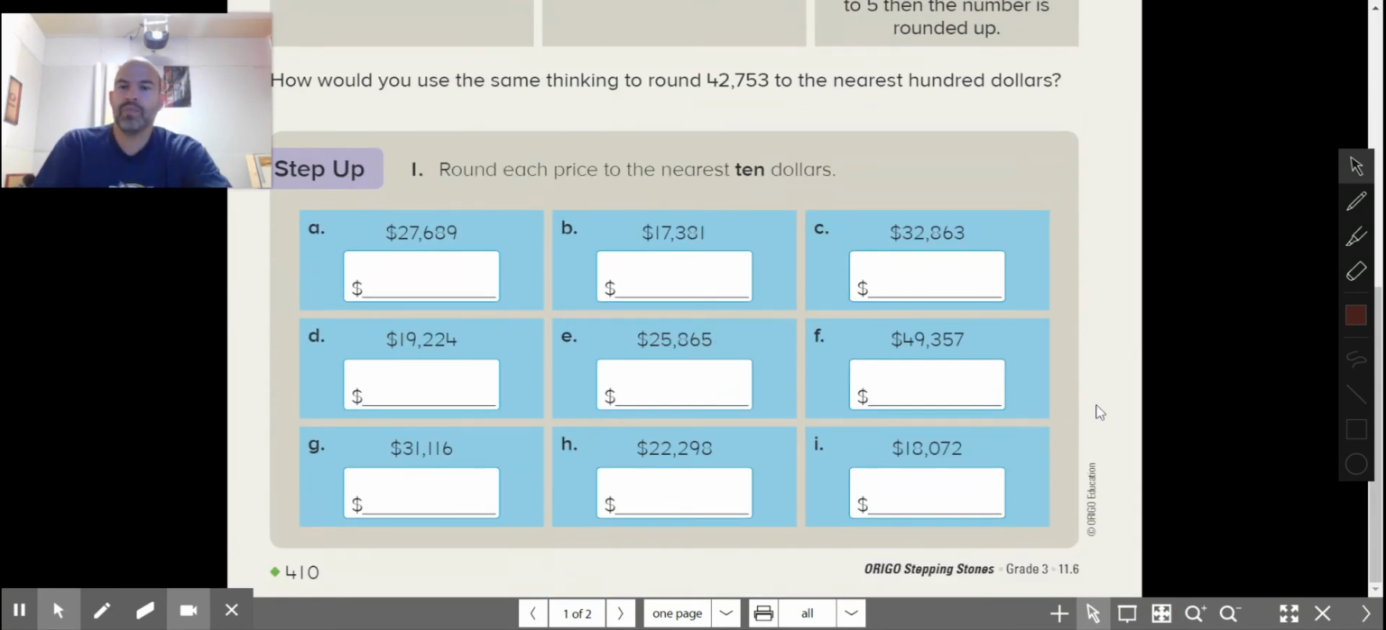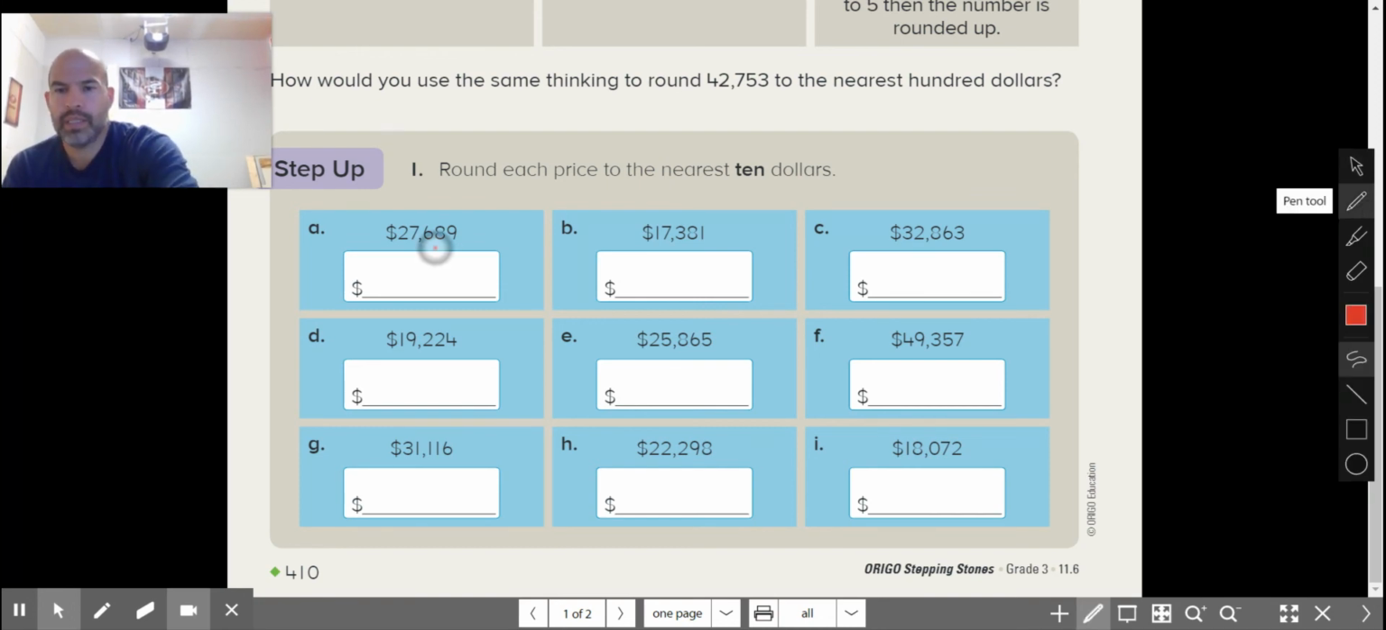So it says round each price to the nearest $10. So we're rounding to what number? The nearest 10. So you're going to look at the tens place value. Oops, let me get my pen on. Round to the tens place value. So 89. When we look over, there's a 9 in the ones place value. It's going to round up so that 8 becomes 9, right? So that's 27,690. I'll let you do the rest of those on your own.